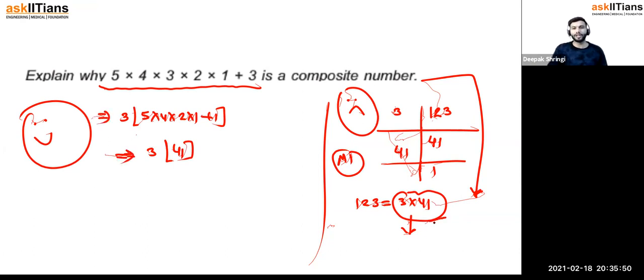Ultimately you are getting 41 into 3. In the first method you first multiplied, then factorized. It's a difficult method. Here we directly took the common factor, and the answer came. The given number is actually 3 into 41. That means the given number is the product of two primes. And whenever a number is a product of two primes, it is a composite number. Problem solved. Let's move forward, guys. Got it now? Any doubt? Okay, let's move.